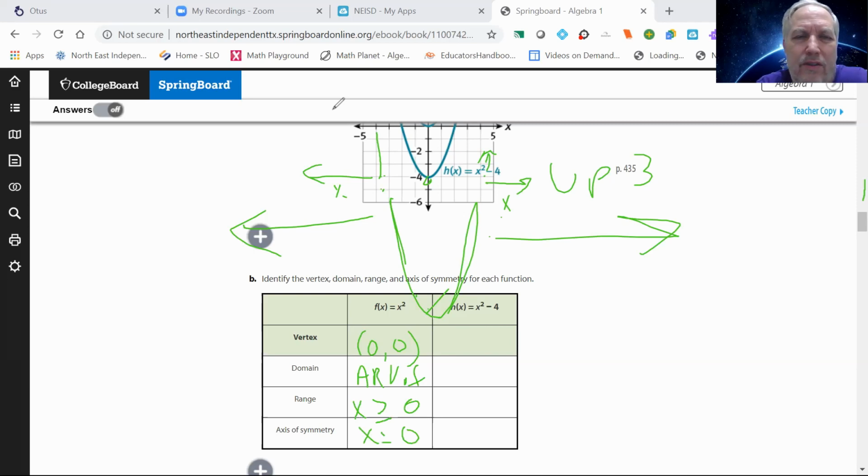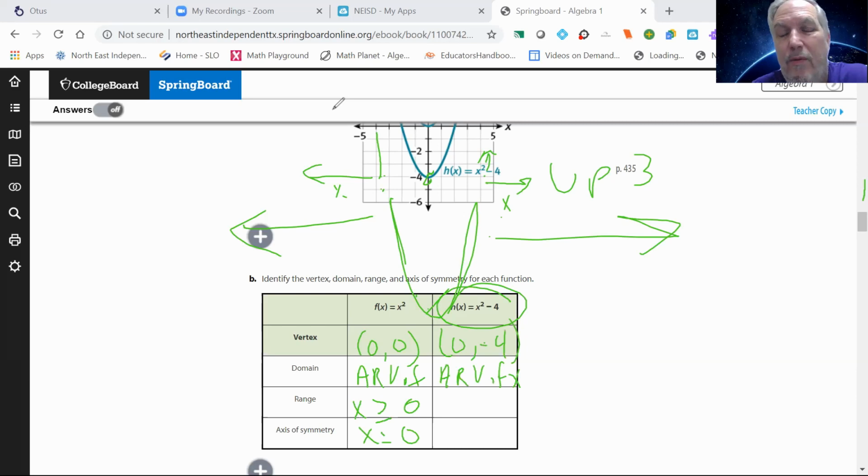Now, this next one here, we're going to be using this x squared minus 4, which is the graph that's right there above. So what changes? Well, the vertex went down by 4. Down is my y value, and it's this number right here. So that's going to be (0, -4). Okay. And then the domain, is the domain going to change? No, it's not. It's still going to be all real values of x.